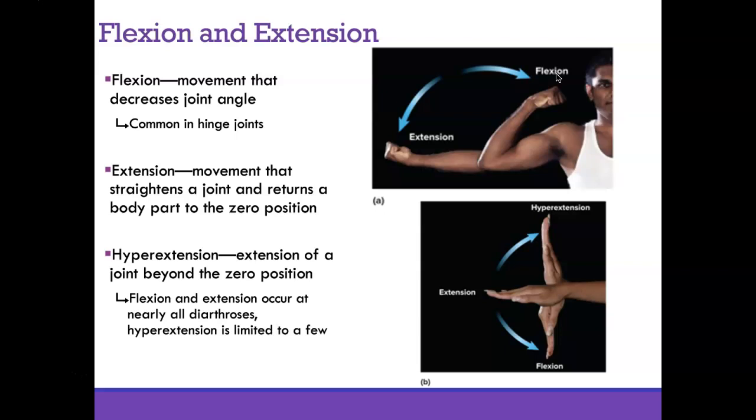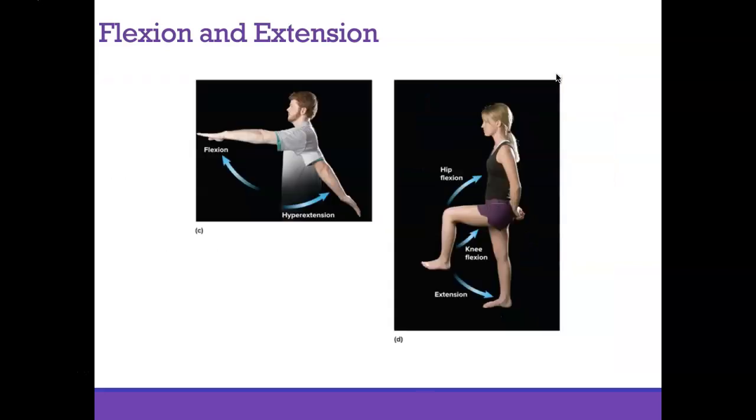Flexion and extension occur at nearly all diarthroses. Hyperextension is limited to only a few types of diarthroses, like a hinge joint. So again, here's flexion, extension, and hyperextension. Here's a good example of, so she is flexing at the hip.